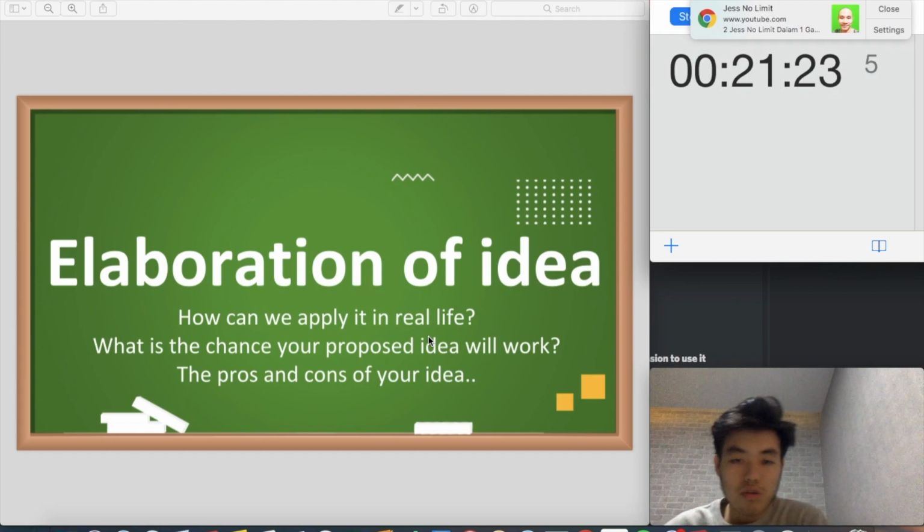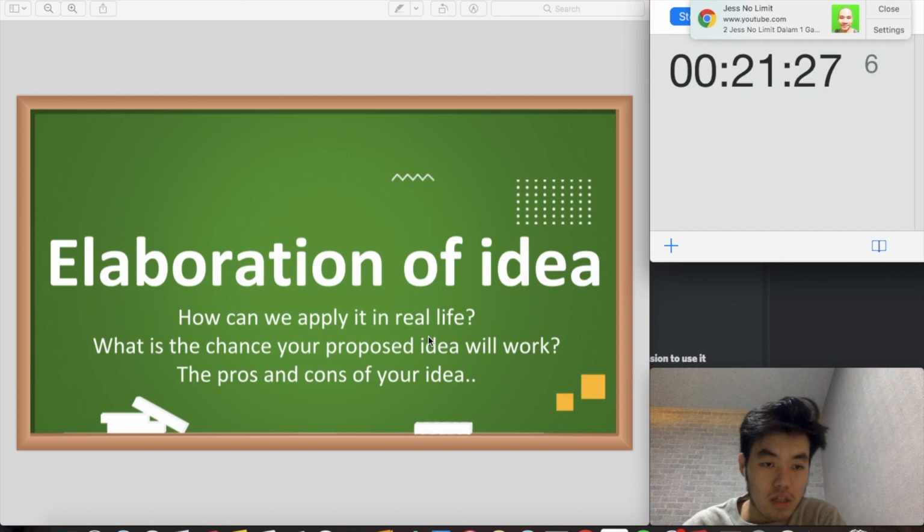So we are going to the elaboration of my idea. The first one is how can we apply it in real life. The second one is what is the chance my proposed idea will work. And the third one is the pros and cons of my idea.